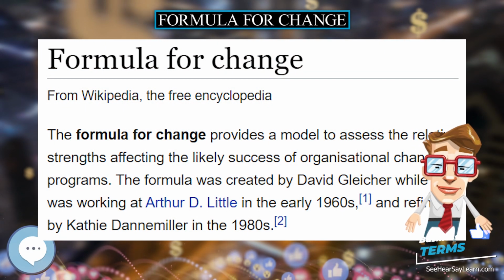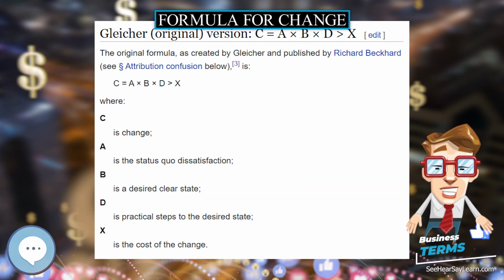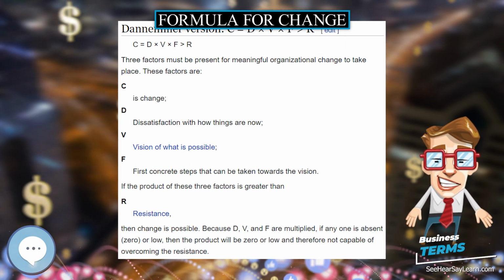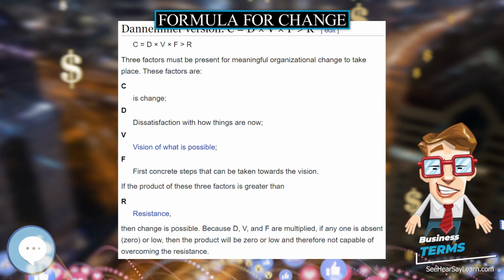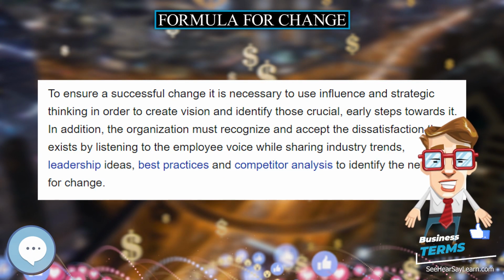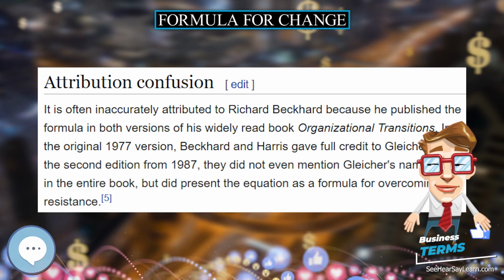Formula for change. The formula for change provides a model to assess the relative strengths affecting the likely success of organizational change programs. The formula was created by David Gleicher while he was working at Arthur D. Little in the early 1960s, and refined by Kathie Dannemiller in the 1980s.